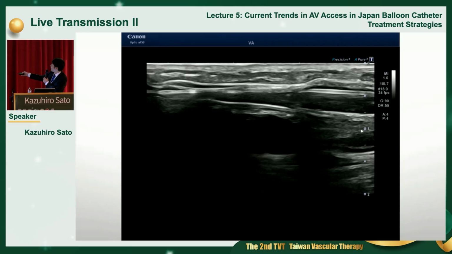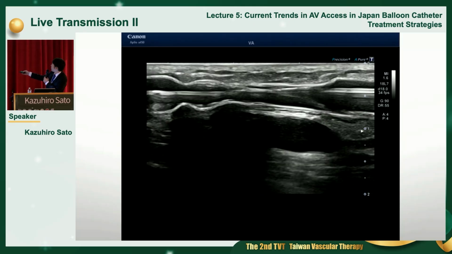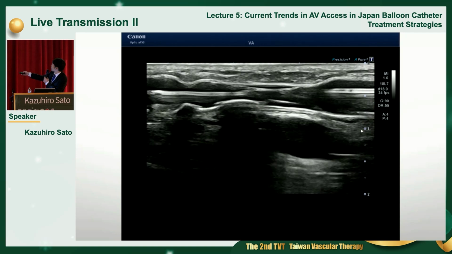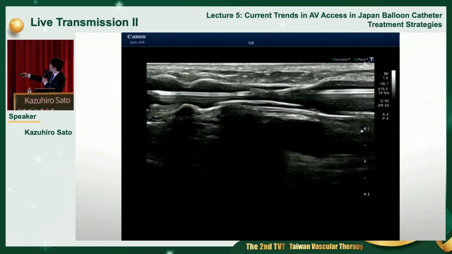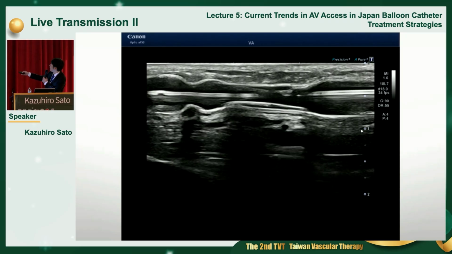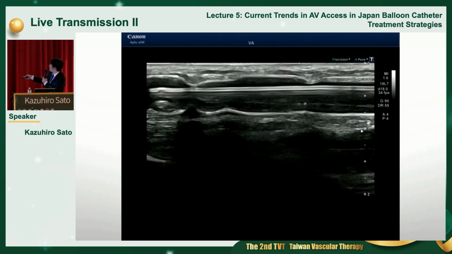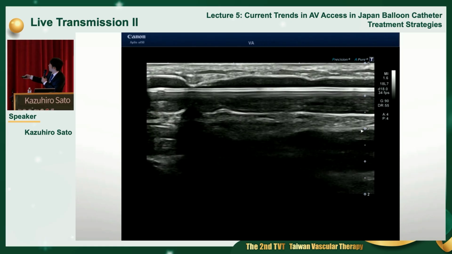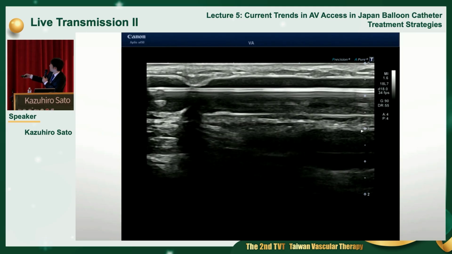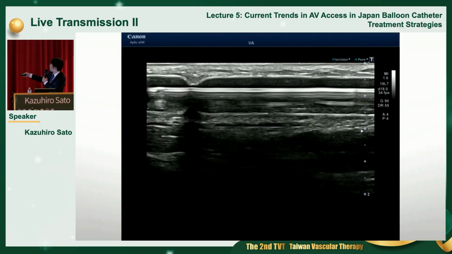So this time, for the same case, I use Yoroi after the Mustang. You can see this flat shape. This means the tissue doesn't gather to the center of the stenosis. So the stenosis didn't get harder and tighter, and I could dilate the stenosis completely.